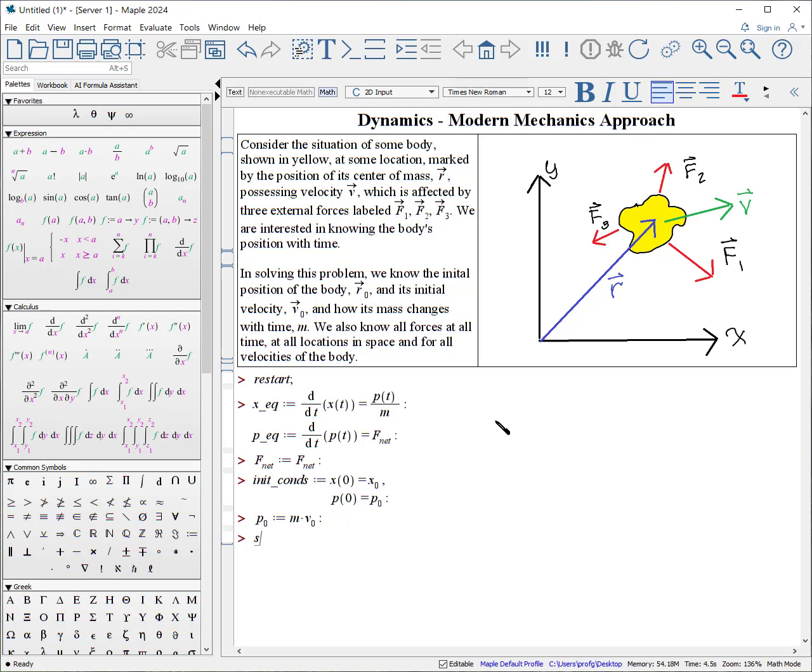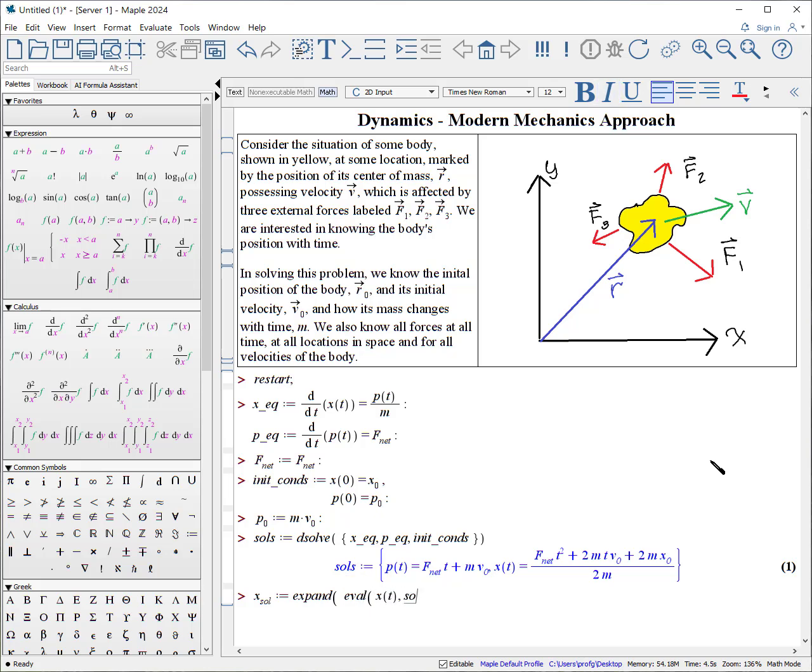Now we're ready to solve. Solutions, colon equals dsolve, open parentheses, open curly bracket, because we've got to list all the equations: the position equation, the momentum equation, and the initial conditions. These equations may look familiar. Let's extract it out. First, I'll extract out the position, but when I do, I'm going to expand it. So I'm going to expand where I evaluate what x of t is from our solutions.